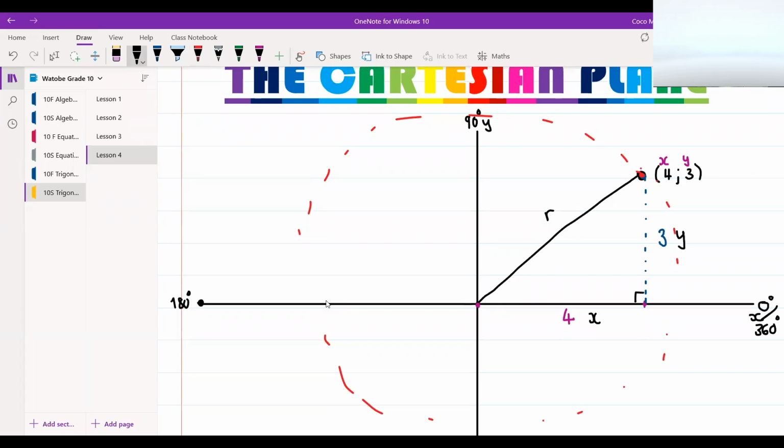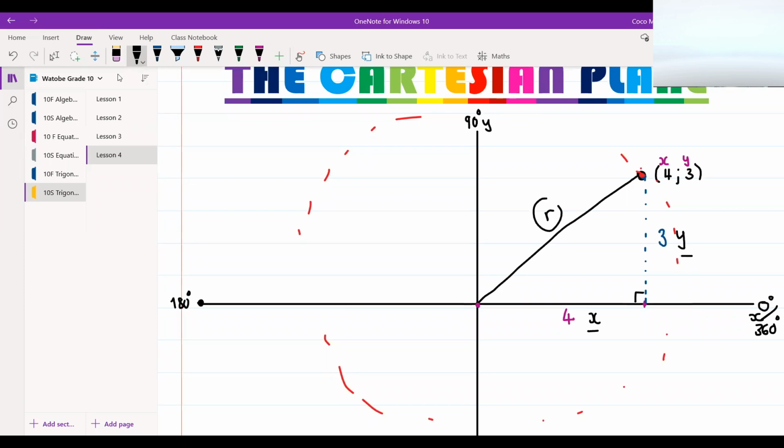Who remembers, how can we find r? I've got this side and this side, and this makes a right angle triangle. What formula are we going to use, guys? Any ideas? That's it, Nomtando. That's it, Liche. Zamanzini. Excellent. We're going to use Pythagoras. So we're going to use our x value and our y value to find our r value.